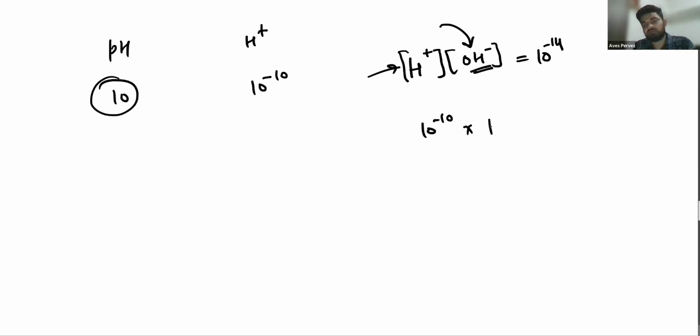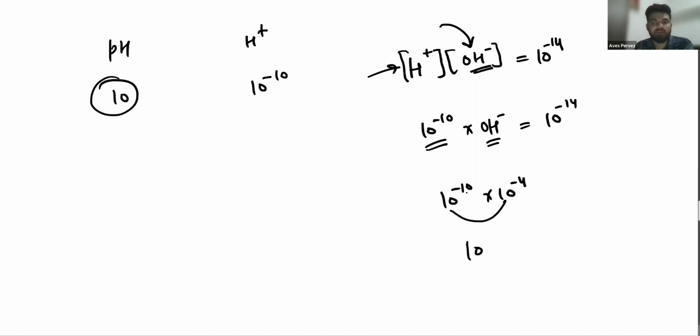10 raised to the power of minus 4. Yes, it will be 10 to the power minus 4. Because what should be added to this 10 to the power minus 10 so that it becomes 10 to the power minus 14? So you know that we have to add 10 to the power minus 4 here. When you multiply these two, the base will be the same, so it is 10 and the powers will be added. Minus 4 plus minus 10, you will get minus 14.